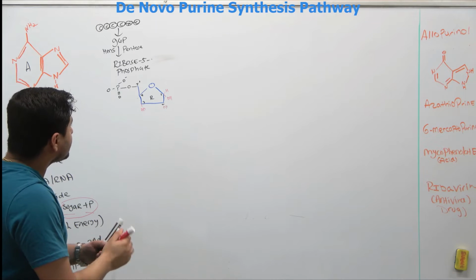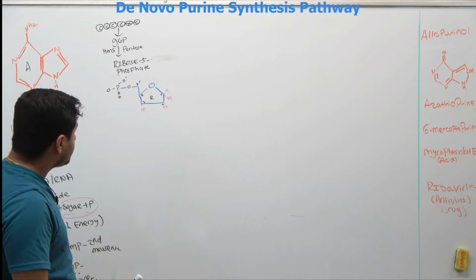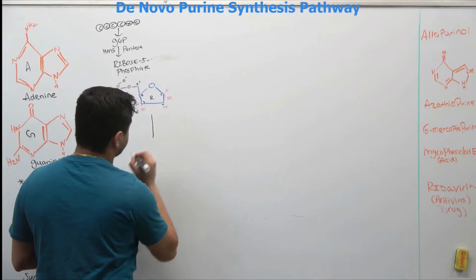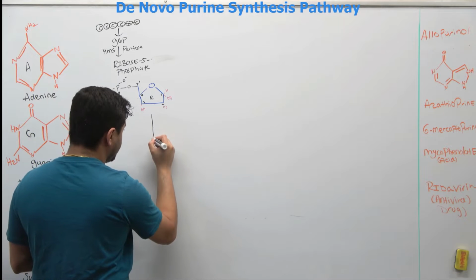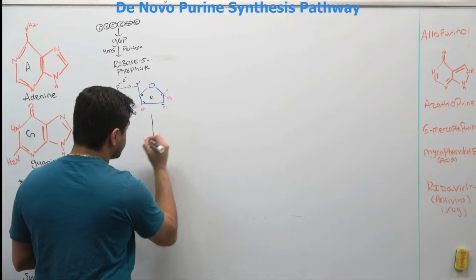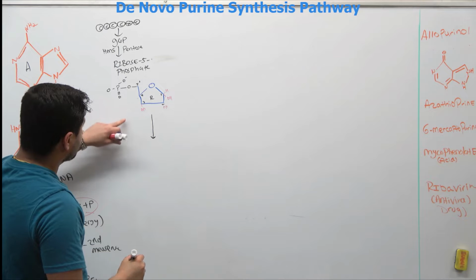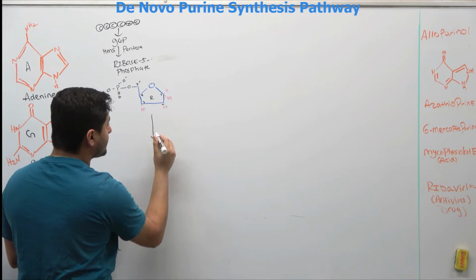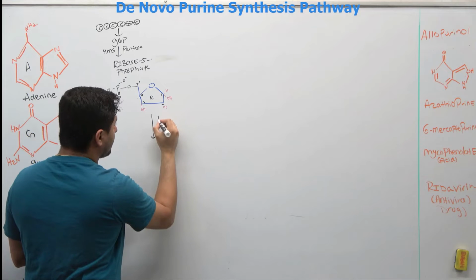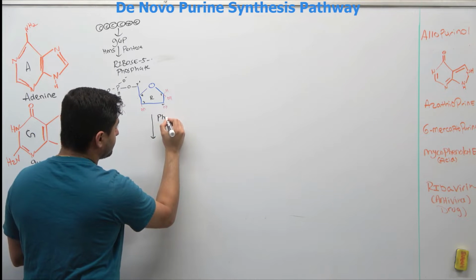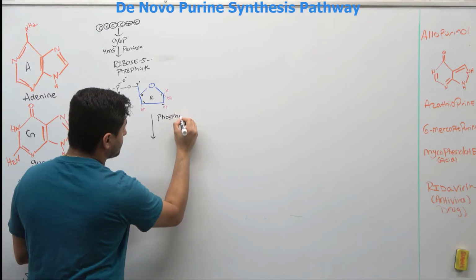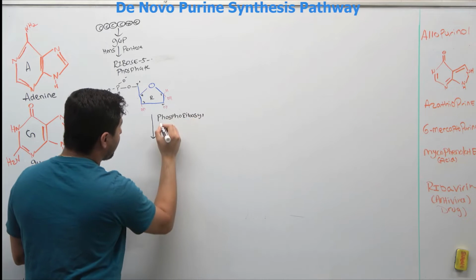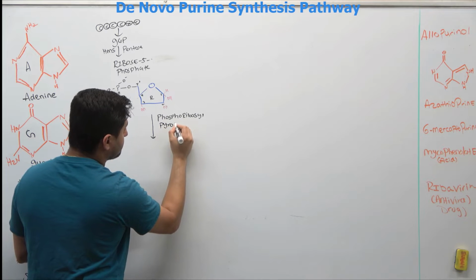Now, this is ribose 5-phosphate. From here, what you have to remember is that there is an important enzyme that you're going to see right here. This enzyme is going to take it, and there's an enzyme called phosphoribosyl pyrophosphate synthetase. I'm going to write it down big here. This is called phosphoribosyl pyrophosphate.